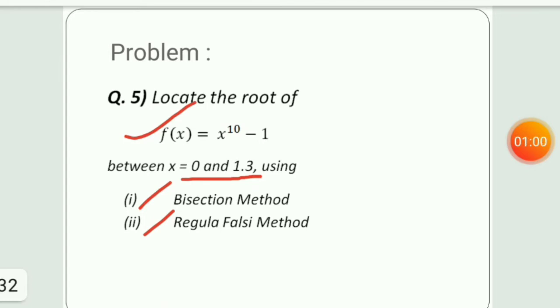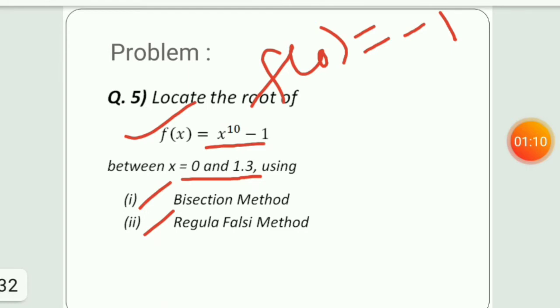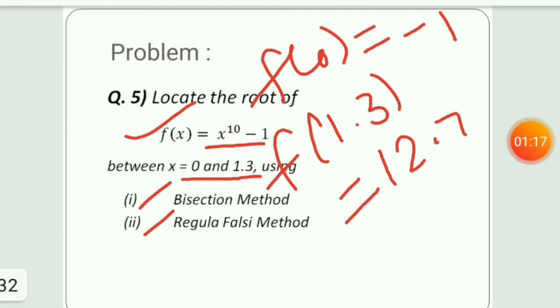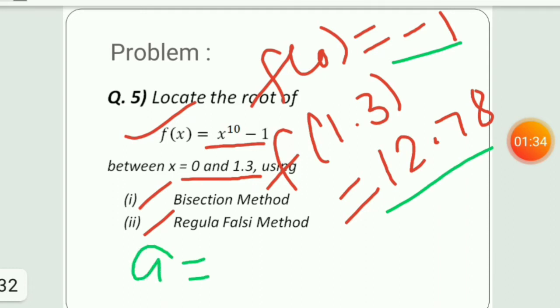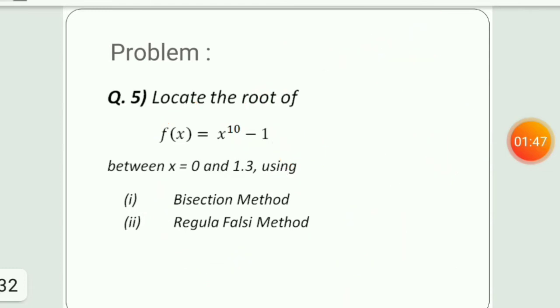So let's check the value of f of 0. By putting 0 in place of x in this equation, I got f of 0 as minus 1. And the value of f of 1.3 is coming as something like 12.78. You can check with the help of a calculator. So for the bisection method, f of 0 gives a negative value and f of 1.3 gives a positive value. So here I will take a as 0 and b as 1.3, right? This is the first step of the bisection method. Let's look at the complete solution.